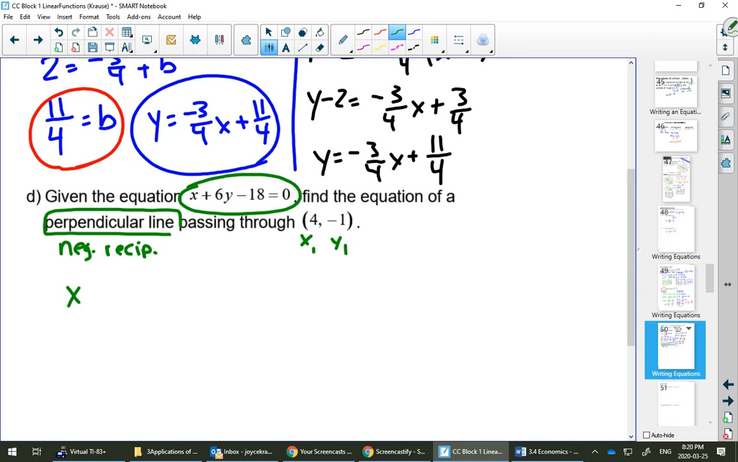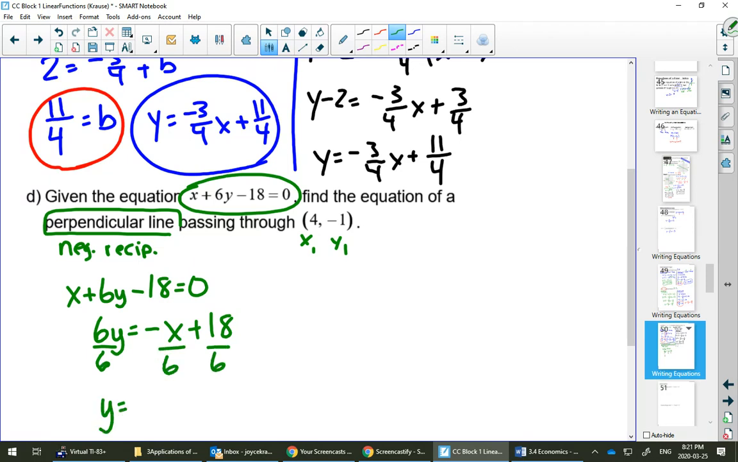So we start off with x plus 6y minus 18 equals 0. If you remember that trick I gave you, if you switch sides, you switch signs. We want to get y by itself, so we're going to have 6y. We move the x over, it's a negative x. We move the 18 over, it's a positive 18. And then to get y by itself, we have to divide by 6. So y equals negative 1/6 x plus 18 over 6. Now you can reduce the 18 over 6, I'm not going to bother because I don't really care about it. All I care about is my slope here.